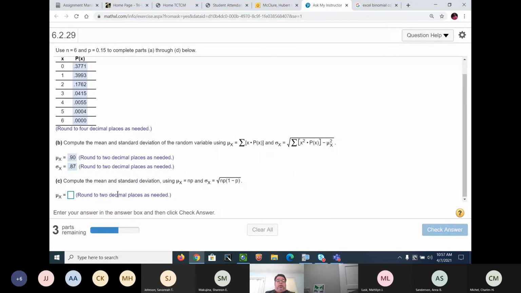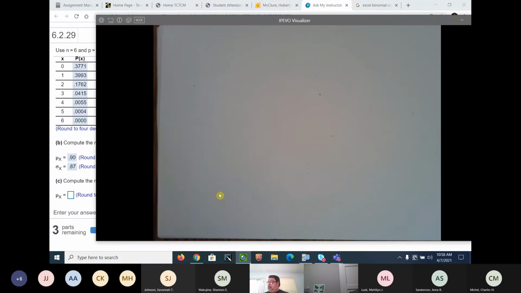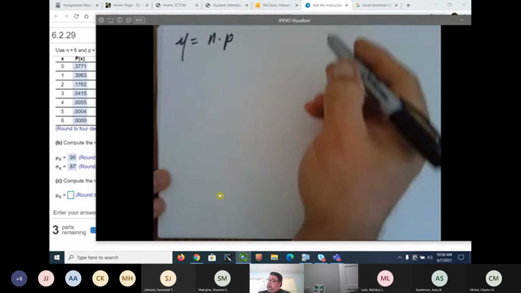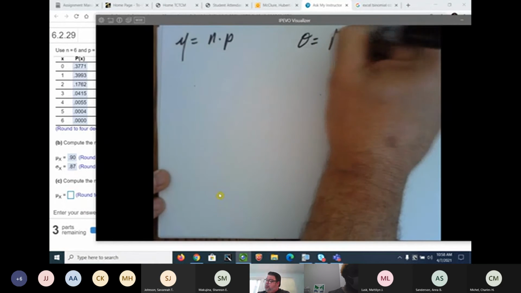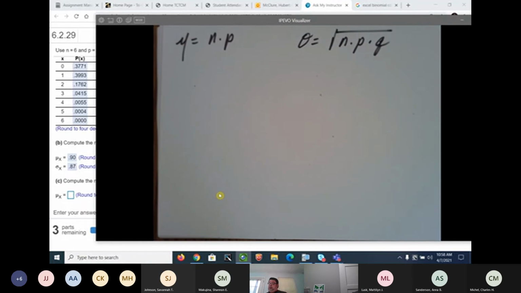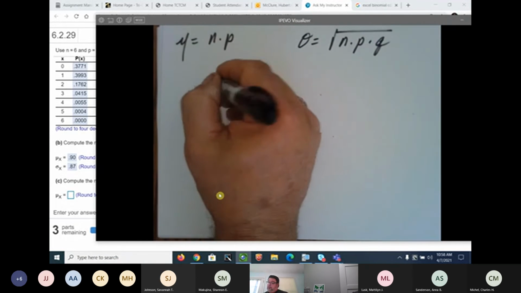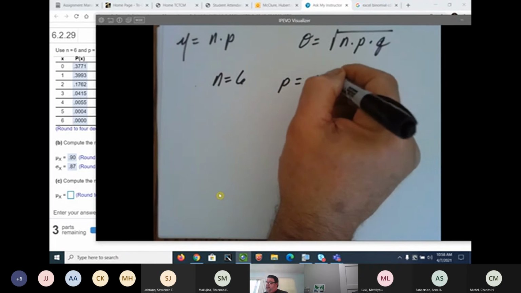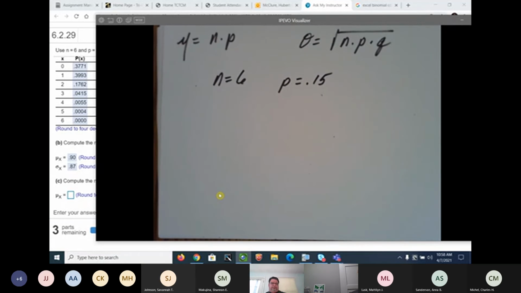Now they're saying compute the mean by hand. Okay, let's do it by hand. We know our formulas are real simple. By hand, mean is equal to n times p, and the standard deviation is equal to the square root of n times p times q. So n is equal to 6, p is equal to 0.15. Somebody tell me what q is.